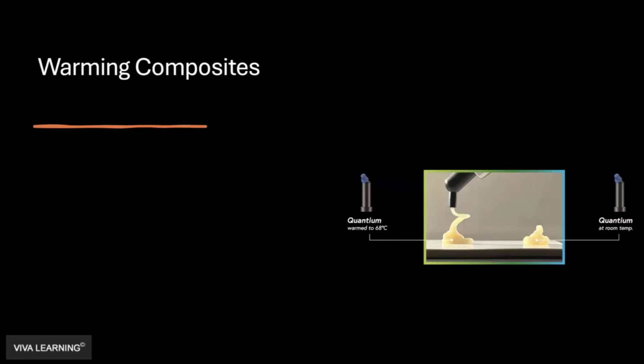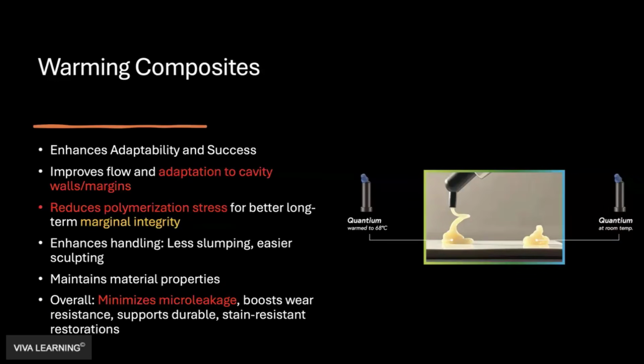So you're allowing that composite to be more flowable, per se, without losing the properties, the strength of the composite. So warming a composite, I use it all the time, and I think everyone should be warming composites, to be honest. It helps with the margin adaptation of the cavity walls. It also helps with the shrinkage stress, remember the white line. It helps with that, with the white line. It makes it a lot easier to sculpt and to polish, and it reduces microleakage.